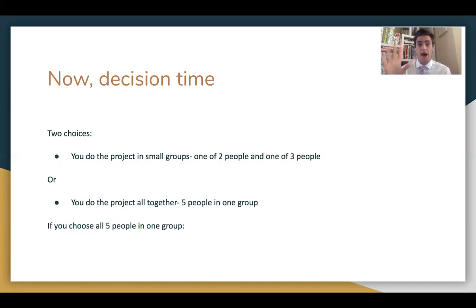Because there are only 5 people in the class total, you have two choices. Number one, you can do this project in small groups. One group of 2 people and one group of 3 people. Okay? This way, each group is responsible for creating their own museum exhibit.